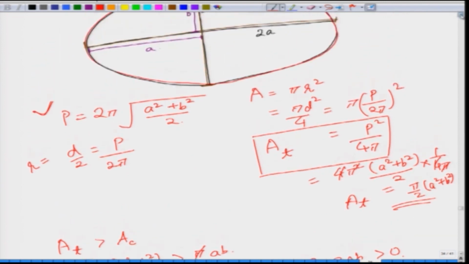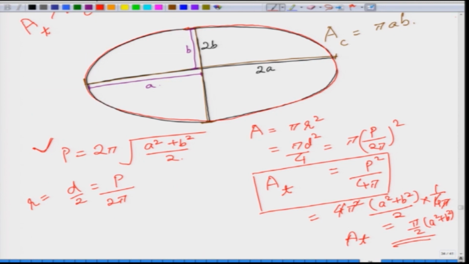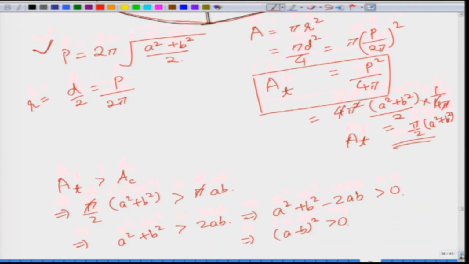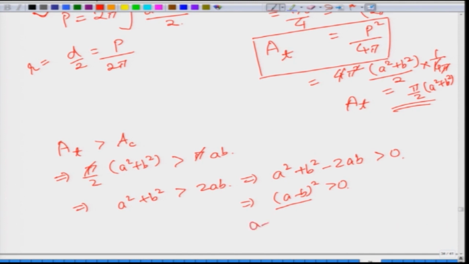Now, remember that we took 2a as the major axis and 2b as the minor axis. So, a is greater than b. Now, if that is the situation, a is greater than b. So, a minus b is greater than 0, which in that case means (a minus b) square is also greater than 0. So, if this is true, this has to be true, which means that the cross sectional area that is measured using a tape is always greater than the cross sectional area that is measured using the calipers in the case of an elliptical cross section.